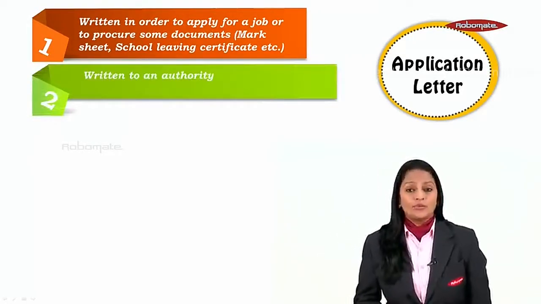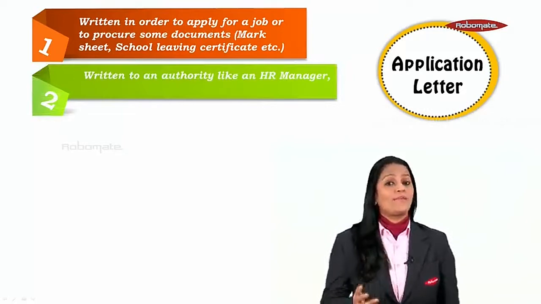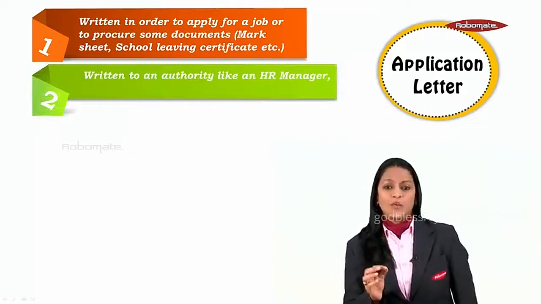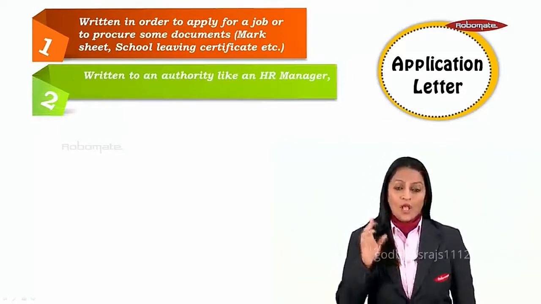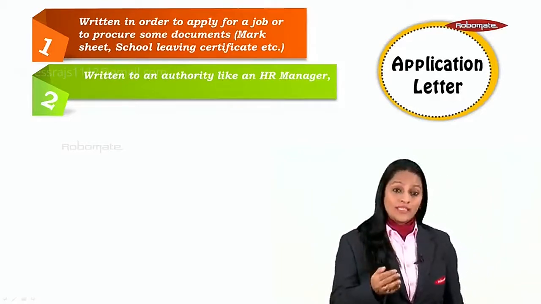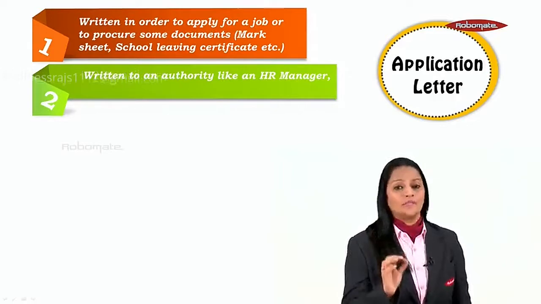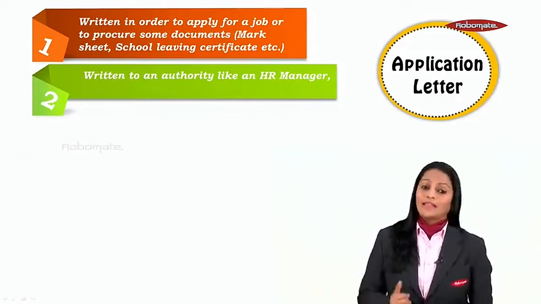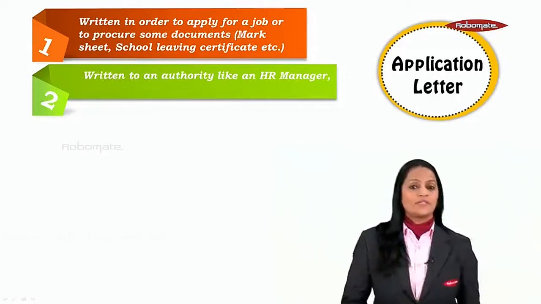So whom do you write to? Of course, to an authority, because it's a type of formal letter, but a specific one where you are applying for something. What we've seen is complaint or request or suggestion. Now you are requesting, but specifically for something. So it's an application, and that something could be a job or for some certificate.